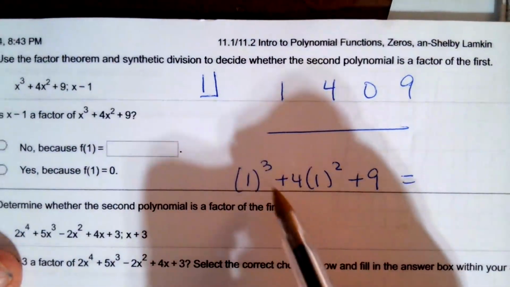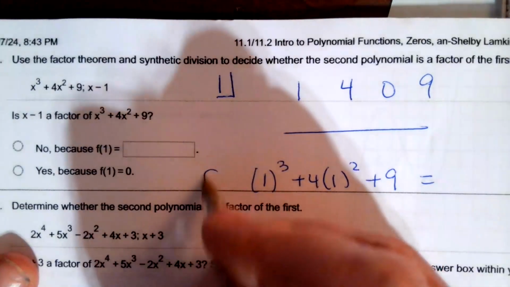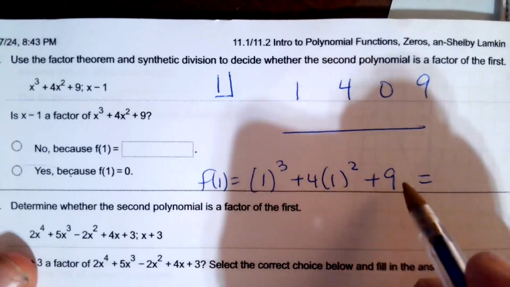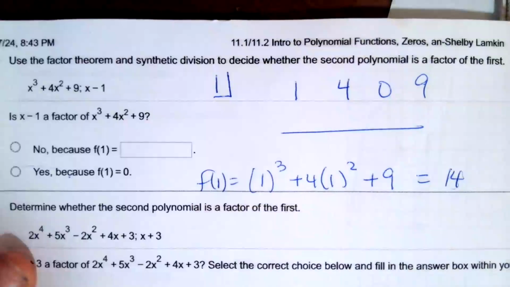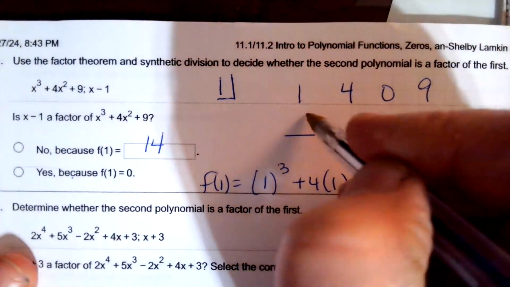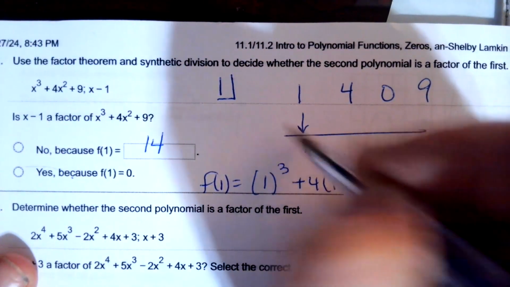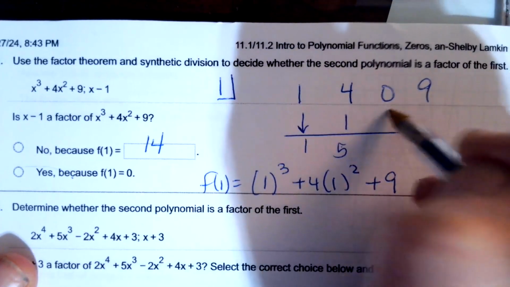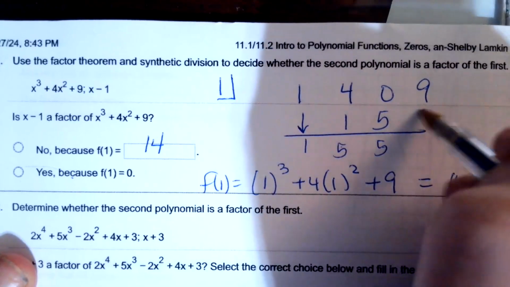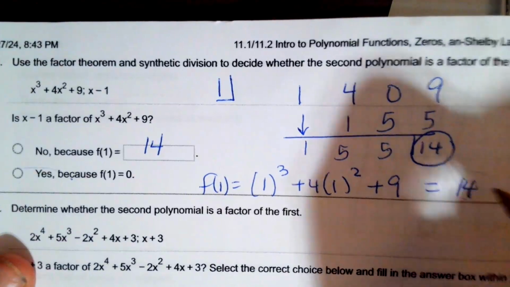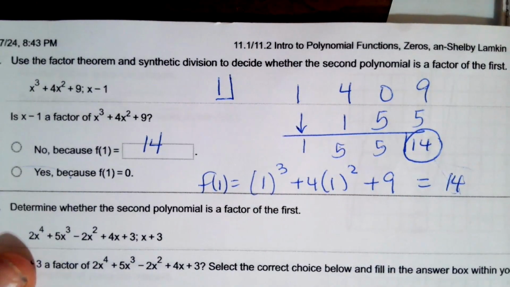Okay, if I plug 1 into that formula, I'm going to get 1 plus 4 plus 9, which is going to be 14. So it's not a 0 because f of 1 turned out to be 14. I also want you to see what happens here. If I drop that 1 and I use synthetic division, 1 times 1 is 1. 4 plus 1 is 5. 5 times 1 is 5. I'm going to get a remainder of 14. Those are connected, okay? That's going to happen like that every time. So you can either use synthetic division or you can use the factor theorem.